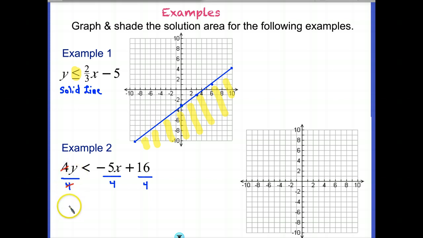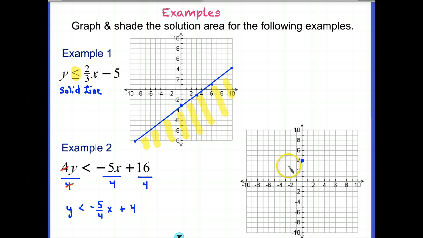So 4 divided by 4 is 1y, or just y. And I have y is less than, and here's my slope, negative 5 over 4x plus 4. 16 divided by 4 is 4. So I'm going to graph my y-intercept, and that's up here at 4. And then I'm going to do my slope.